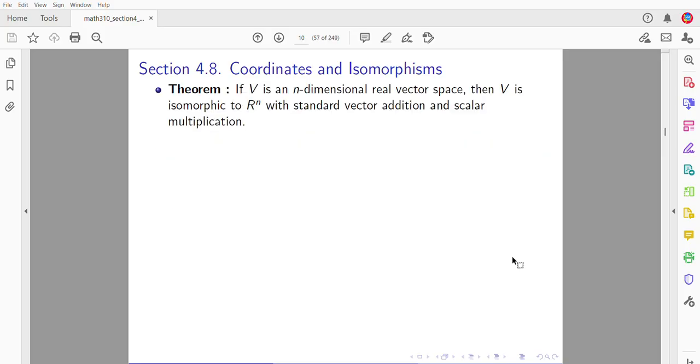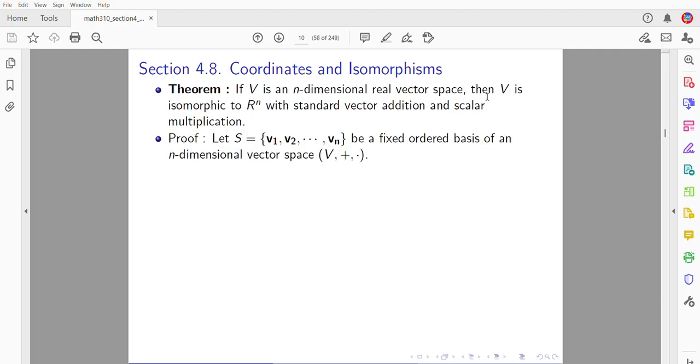Theorem. If V is an n-dimensional real vector space, then V is isomorphic to R^n. What is R^n? The real vector space of columns with n entries. So this vector space has its own standard vector addition and standard scalar multiplication. So that's the vector space your V becomes isomorphic to.